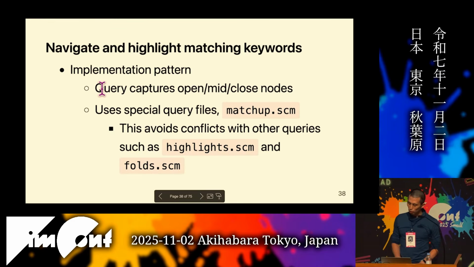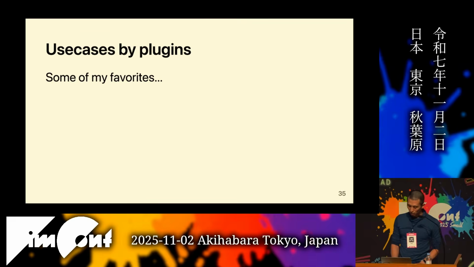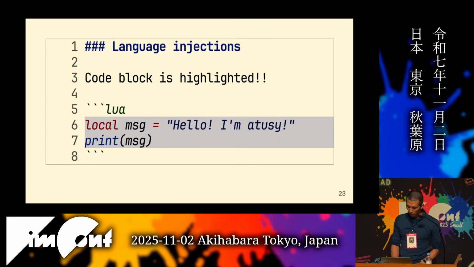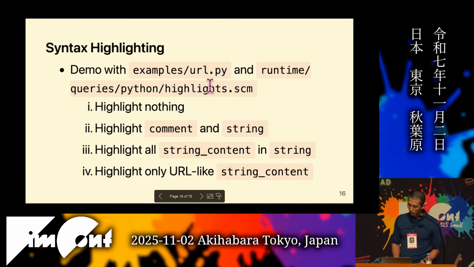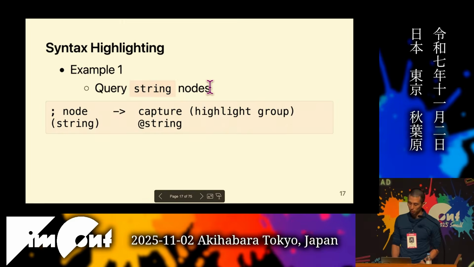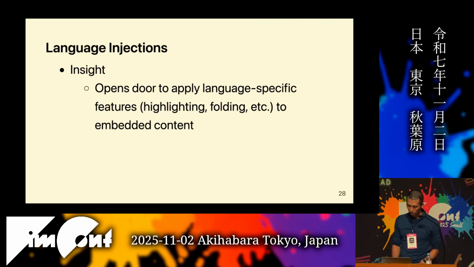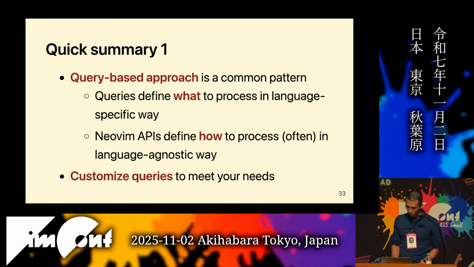And it also uses query. Again, query. Query is very important to capture open, mid, and close nodes. One thing new is that it uses special query files called matchup.scm. Before, for highlighting, we saw highlights.scm, but matchup has matchup.scm, so they won't conflict. People are smart.